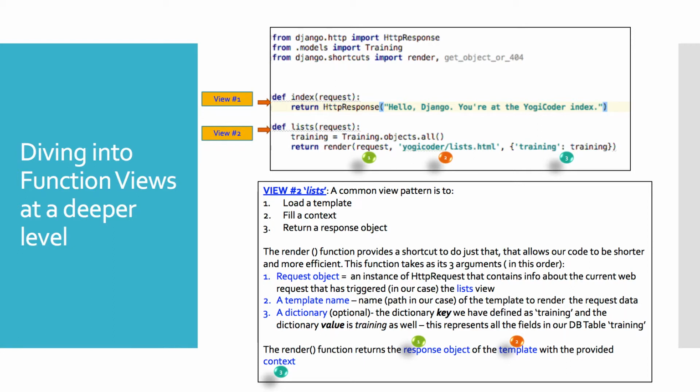Common view pattern that you'll see over and over again is to load a template, fill it with a context, and then return a response object. And you see that here happening in the second view with this render method. So the render method or function provides a shortcut to do just that, those three things that allow our code to be shorter and more efficient.